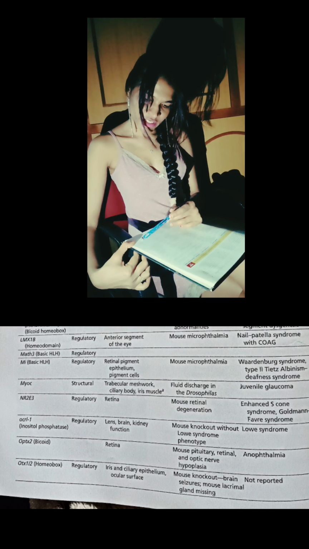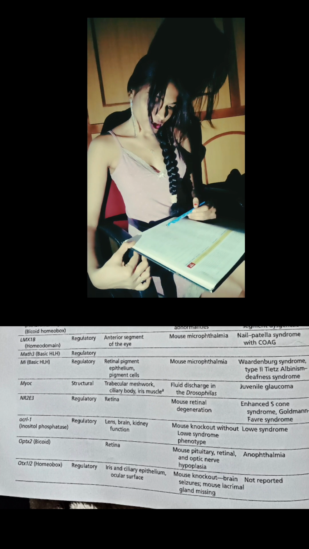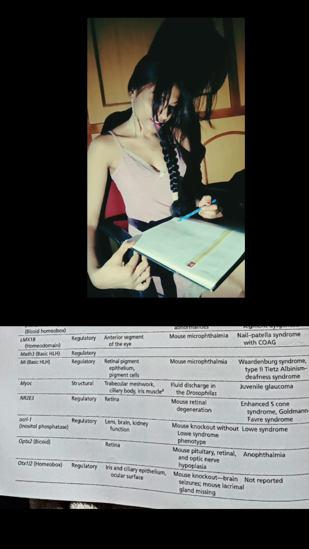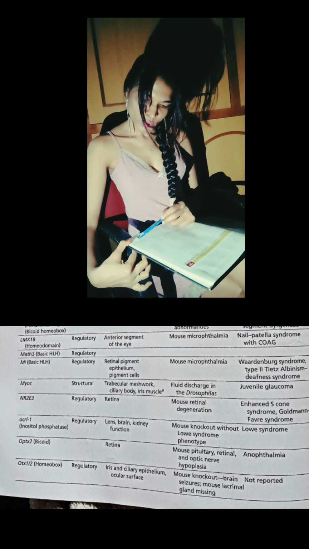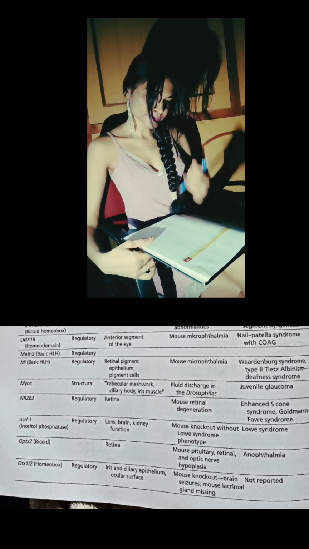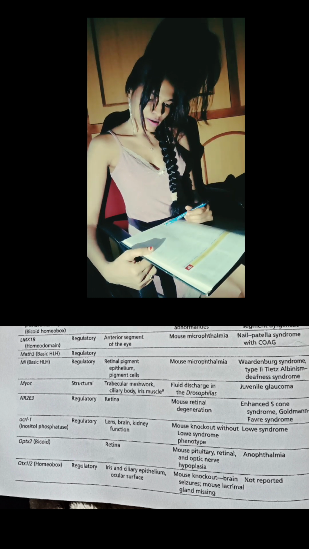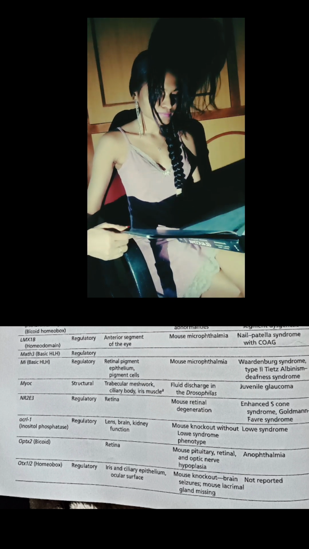Gene OPTX2, bicoid, tissue expression retina, animal model mouse pituitary, retinal and optic nerve hypoplasia, human disease anophthalmia. Gene OTX1/2 homeobox, function is regulatory, tissue expression iris and ciliary epithelium, ocular surface, animal model mouse knockout brain seizures, mouse lacrimal gland missing, human disease not reported.